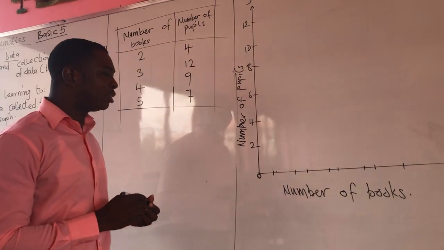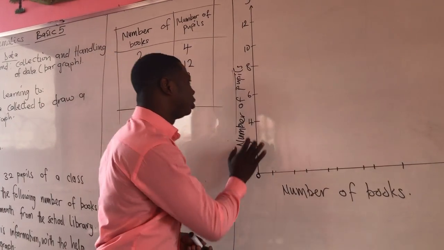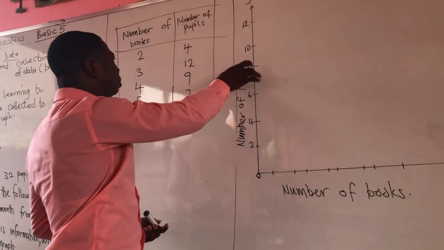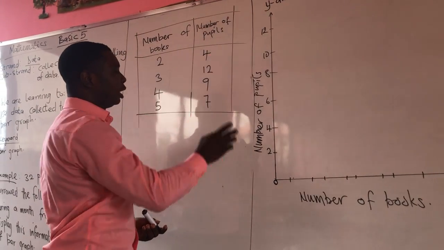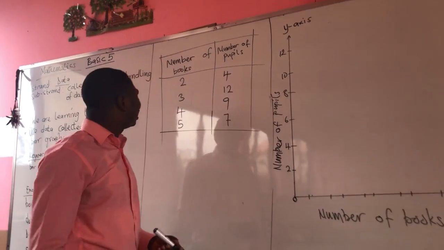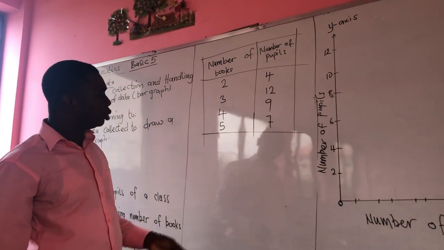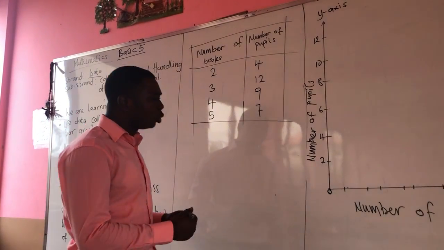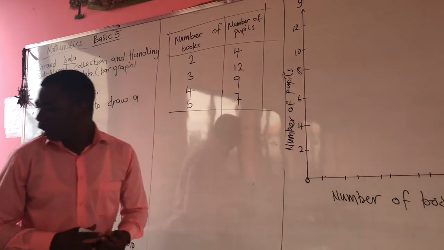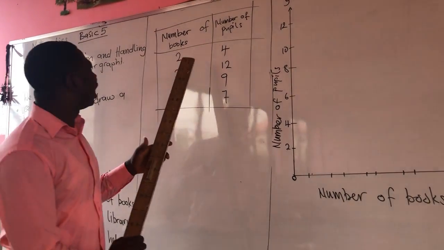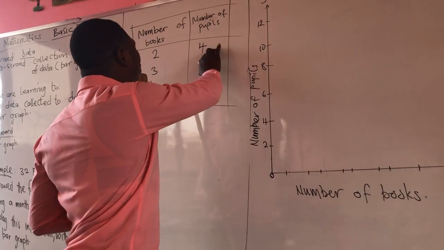Good. So that means I'm going to indicate the number of books here, and the number of people here. So this is the number of people I have, and this is the number of books. First, let's take 2 books. So first of all, this is my 2 books. Let's start. How many people took 2 books?